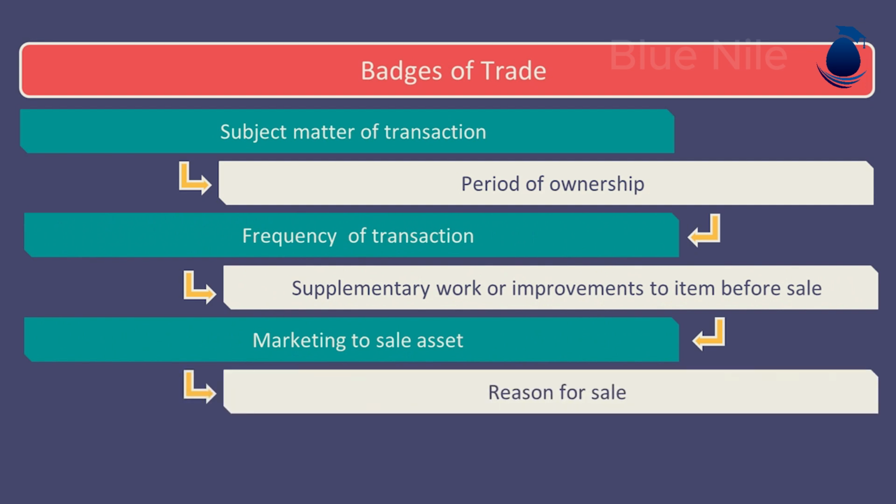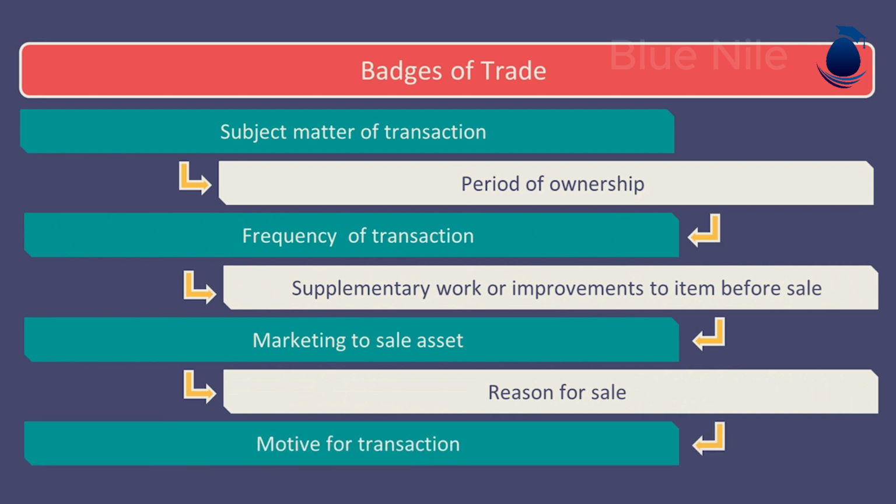The reason for the sale? Was there suddenly a need for cash that meant someone had to sell an asset that they otherwise wouldn't have? If so, then that suggests there may not be a trade here. The motive for the transaction. Was it to make a profit? If so, that suggests that there may be a trade happening.